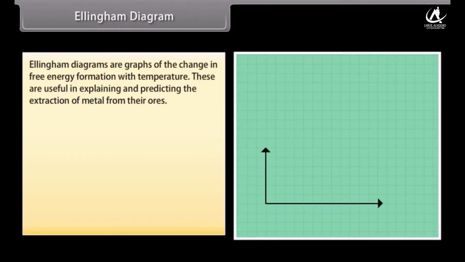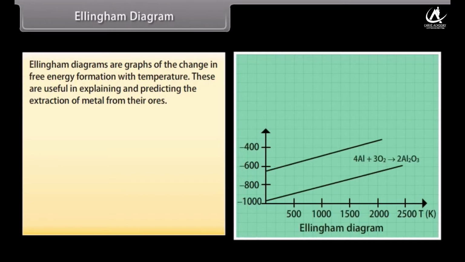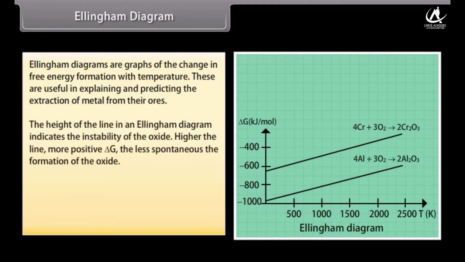Ellingham diagram. Ellingham diagrams are graphs of the change in free energy of formation with temperature. These are useful in explaining and predicting the extraction of metals from their ores. The height of the line in an Ellingham diagram indicates the instability of the oxide. Higher the line, more positive delta G, the less spontaneous the formation of the oxide.